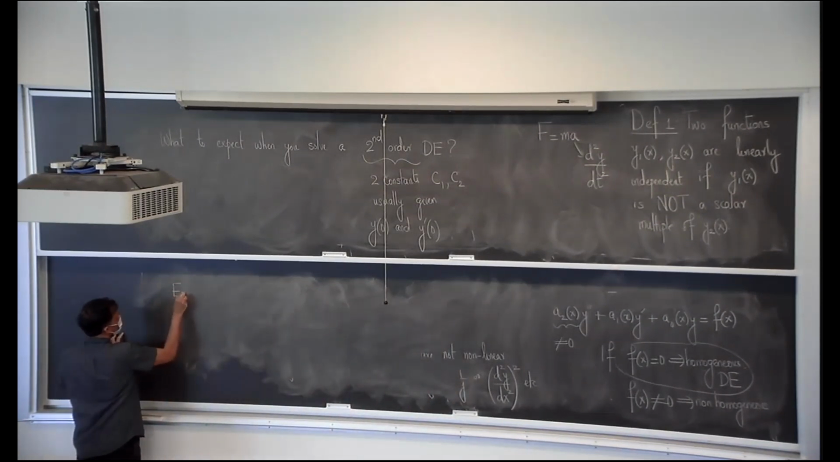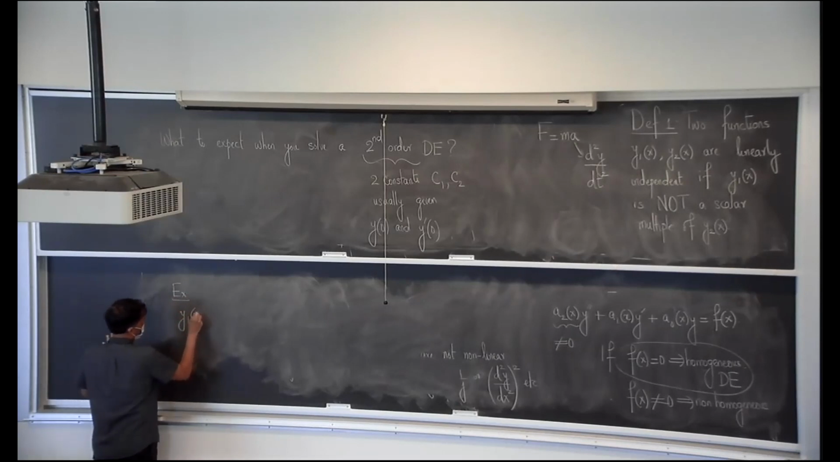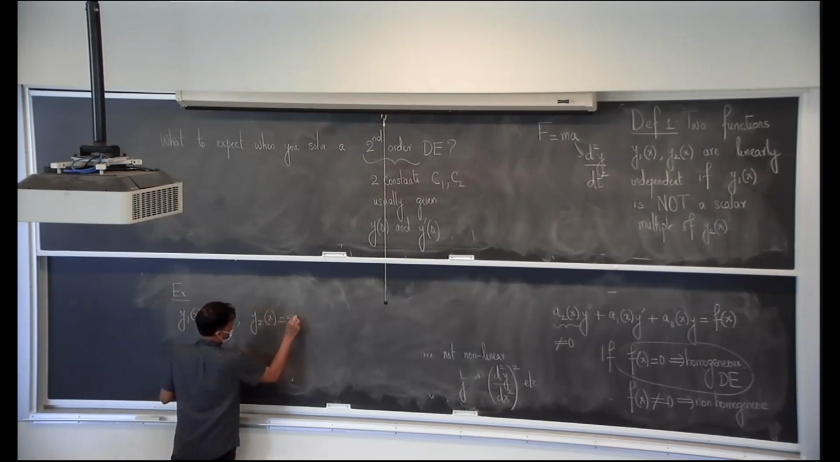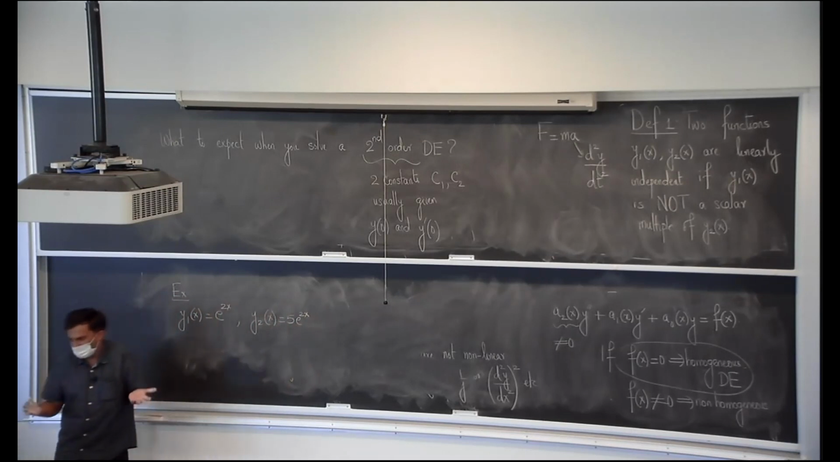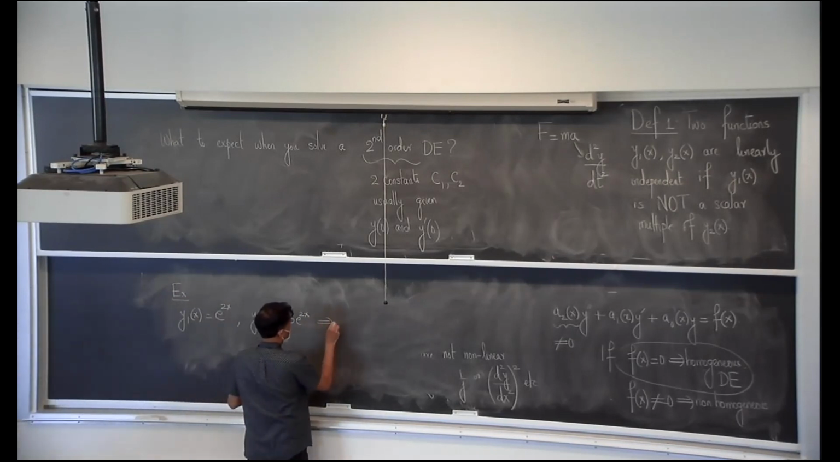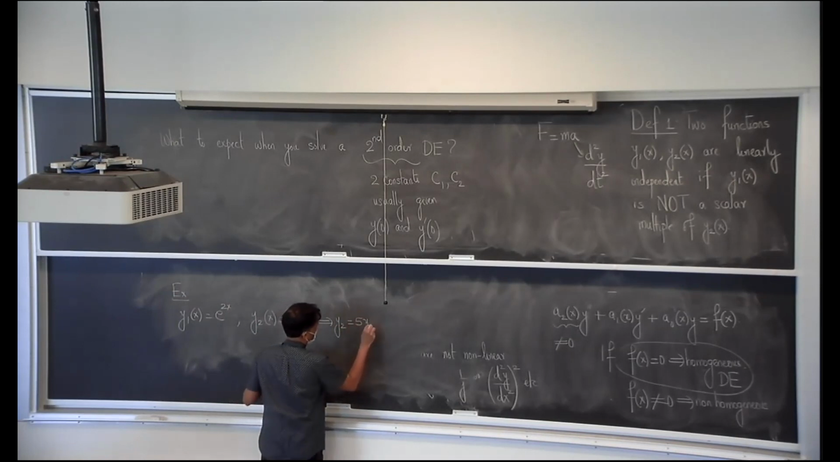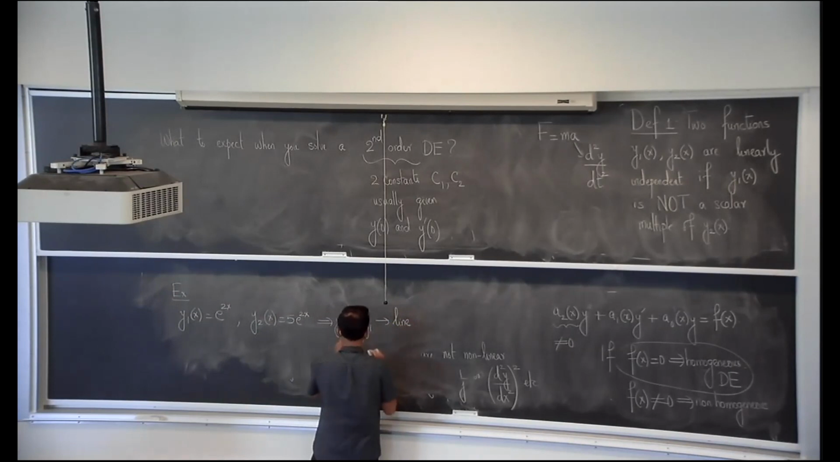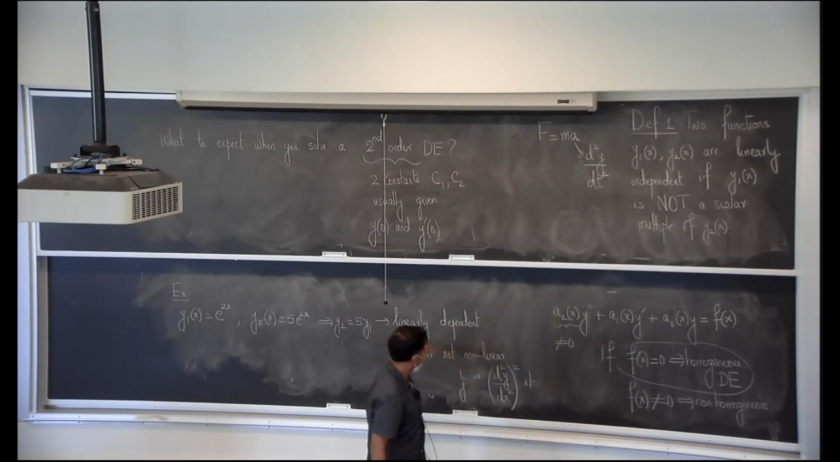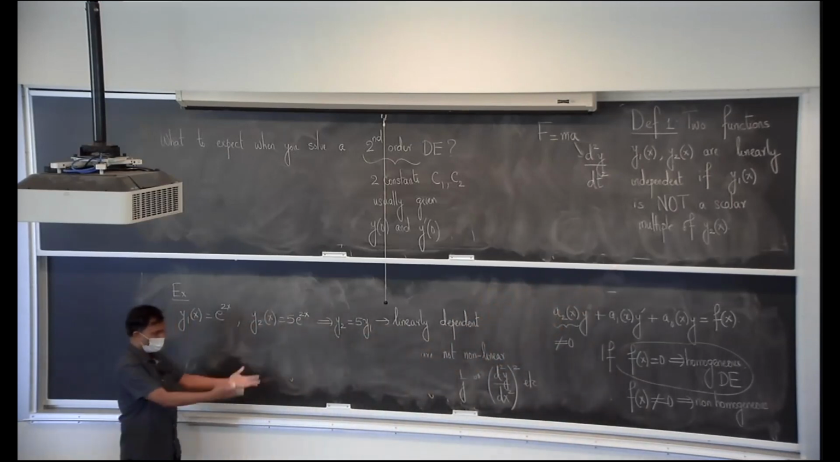Examples: y1 of x equal to e to the power of 2x, y2 of x equal to 5 e to the power of 2x. Clearly, I don't have to call somebody and ask, what do you think about these two? Are they scalar multiples of each other? Yes. y2 is 5 times y1. So this is what you call linearly dependent because one is a scalar multiple of the other. When you say independent, they are not scalar multiples. So in this case, one is a multiple of the other, so one depends on the other.